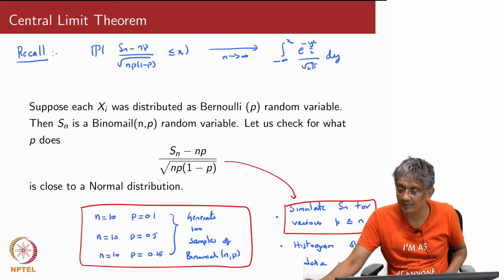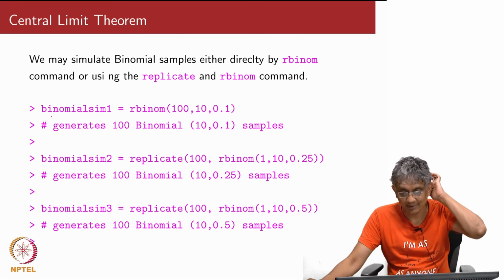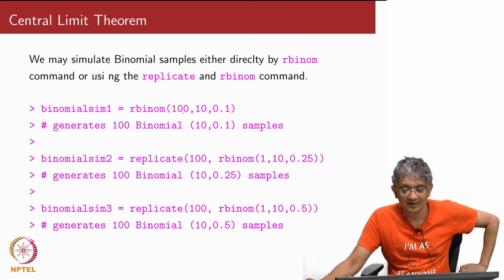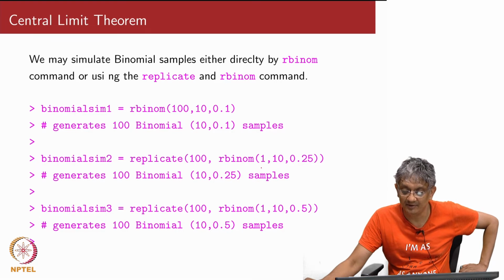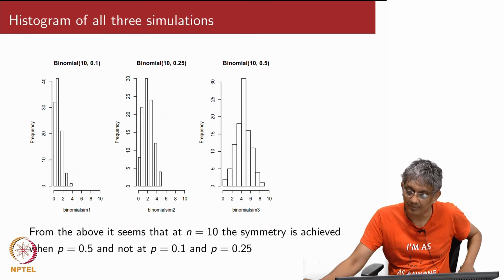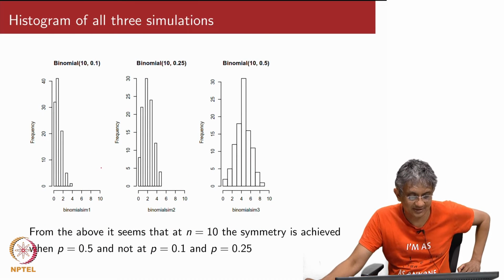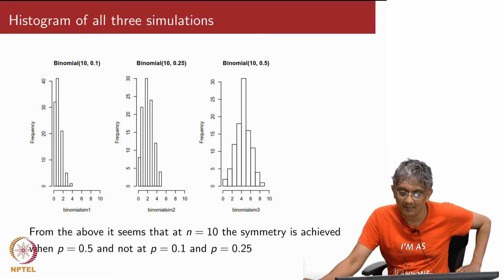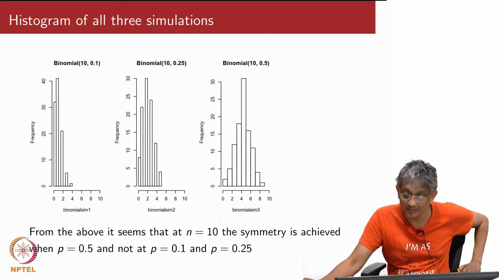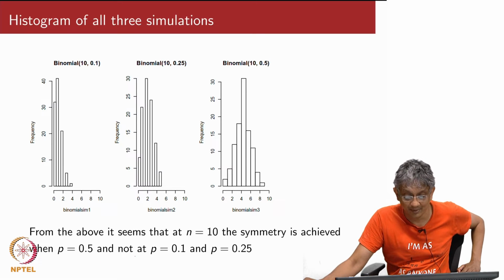Here I've done these commands. In the first one I did 100 directly from R binom. The second one is a replicate command. I chose one sample and repeated the command 100 times, and the same thing for 0.25. So I found in this simulation that the 0.1 and the 0.25 are not symmetrical, but 0.5 is kind of symmetrical. So symmetry is achieved at n equal to 10 and p equal to 0.5, but not at p equal to 0.1 and p equal to 0.25.